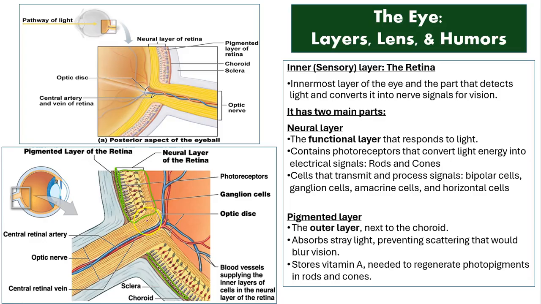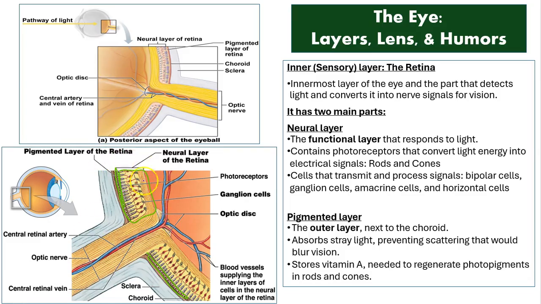And then we have our rods and cones. The rods and cones, again, are the photoreceptors that are going to convert the light energy into the electrical signals we need for the brain. You'll also see that this is all connected to the optic nerve here. Why is it connected to the optic nerve? Because we need it to be able to go to the brain.